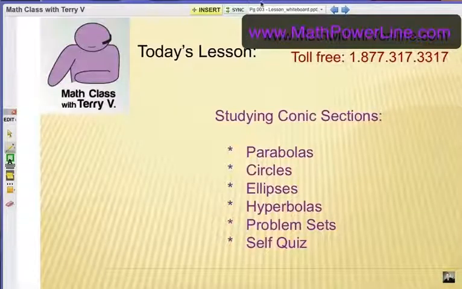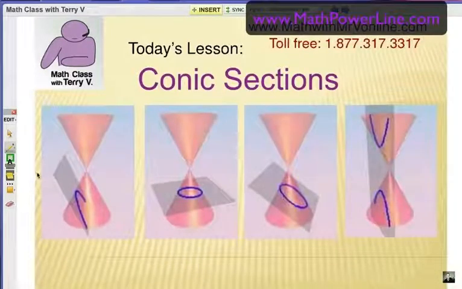It's studying conic sections, and we're going to continue talking about parabolas. All right, well, what's a conic section? As I already mentioned in a previous video, we're going to slice through these cone shapes here, and at some intersection points, interesting curves show up. This first one is parabolas, so let's focus on that.